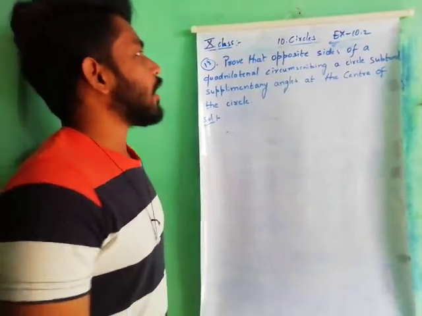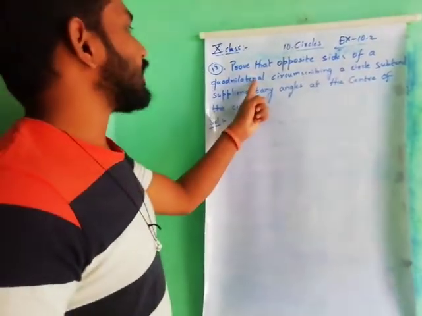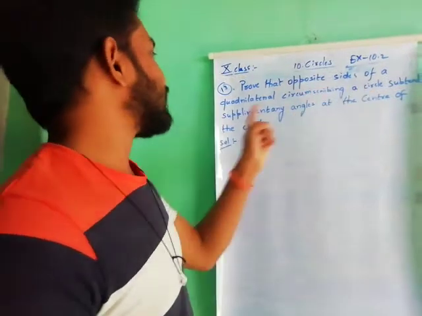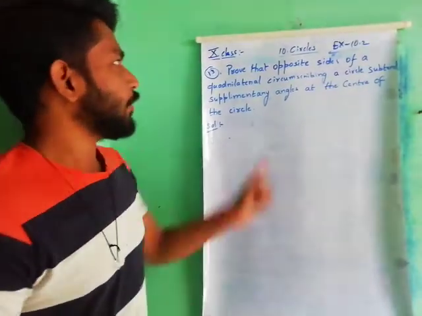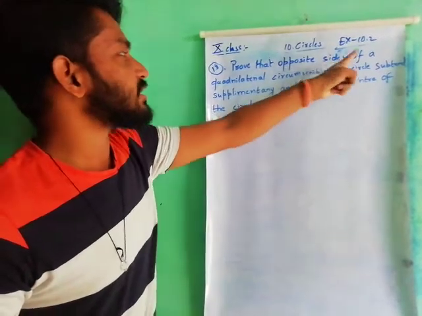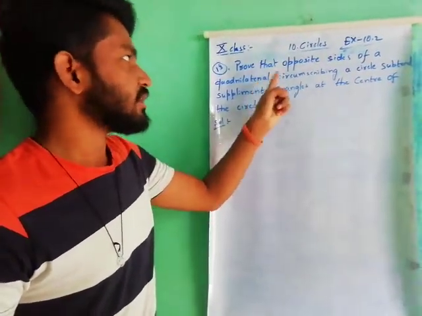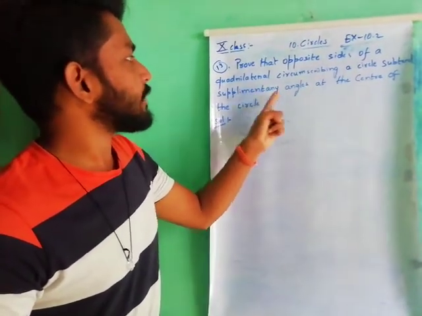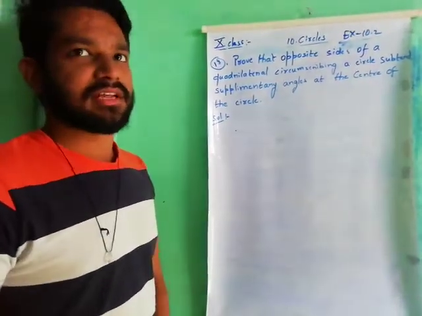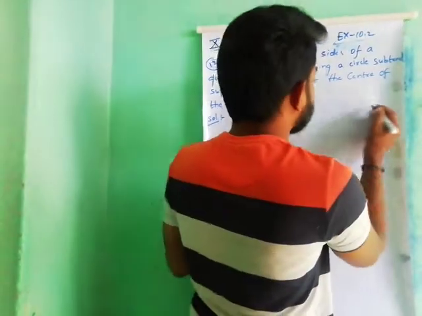Prove that opposite sides of a quadrilateral circumscribing a circle subtend supplementary angles at the center of the circle. So first we have to draw the diagram.